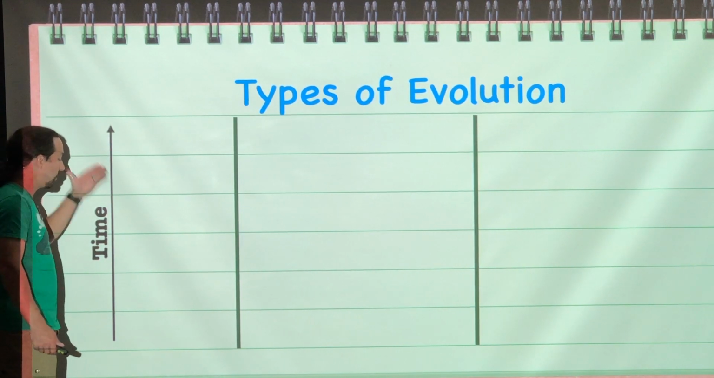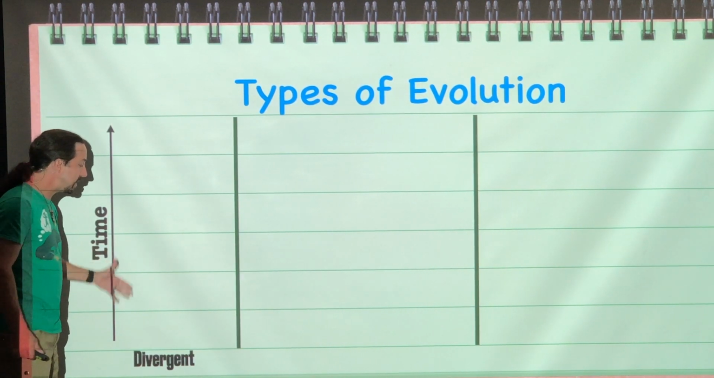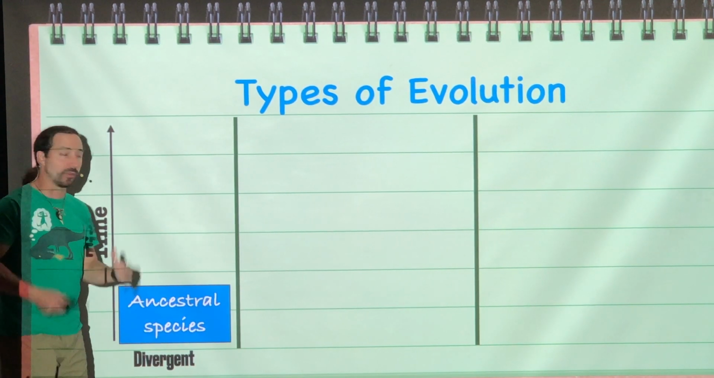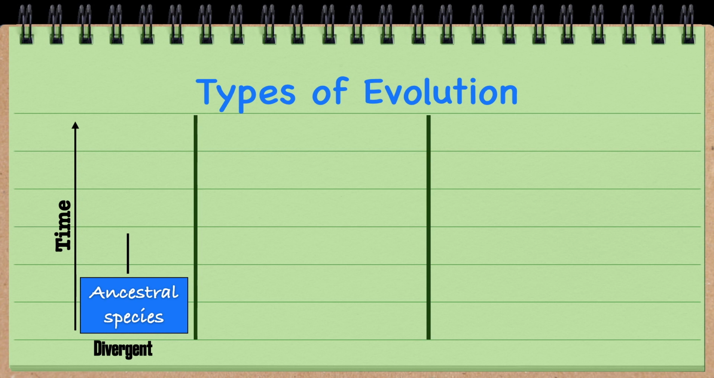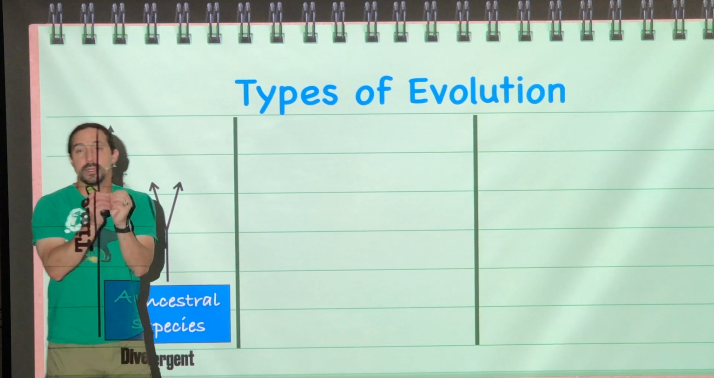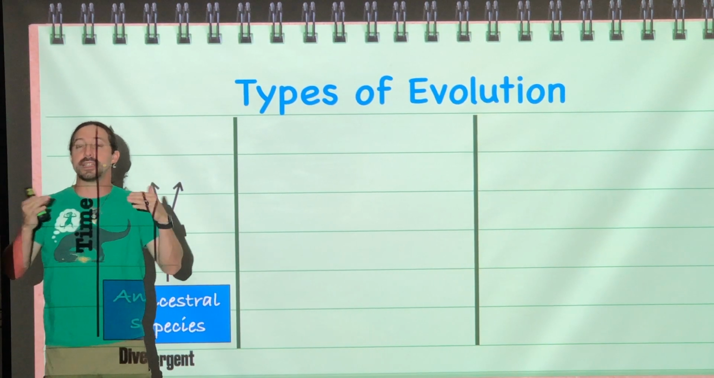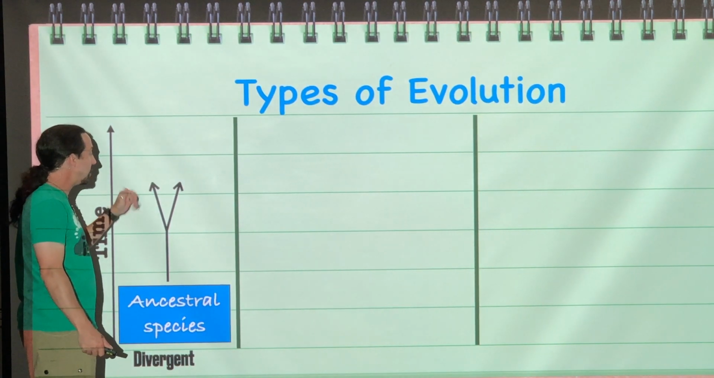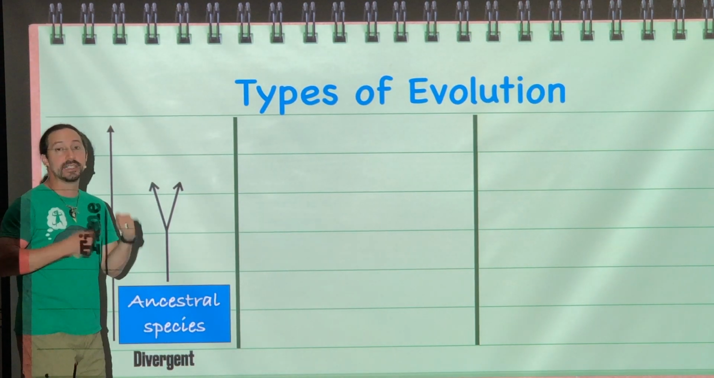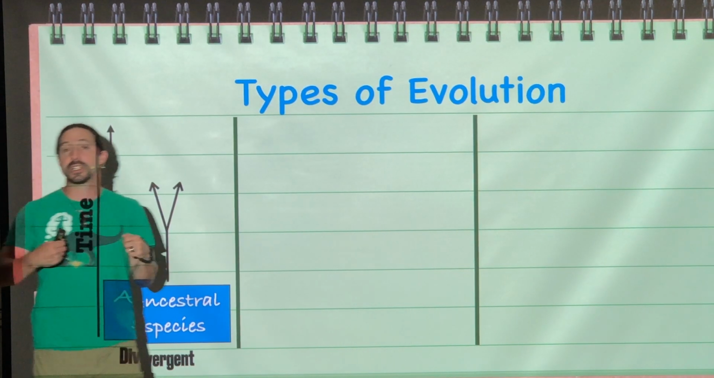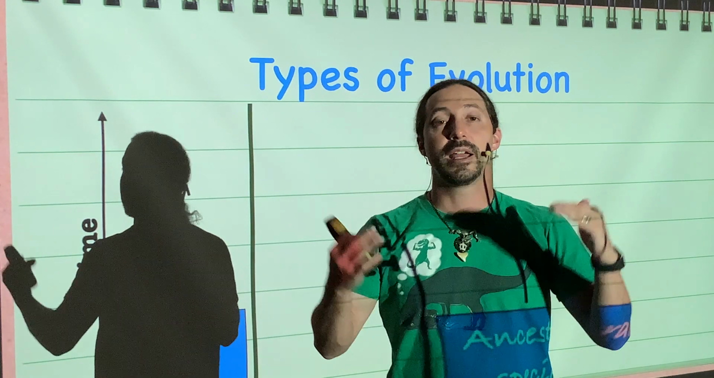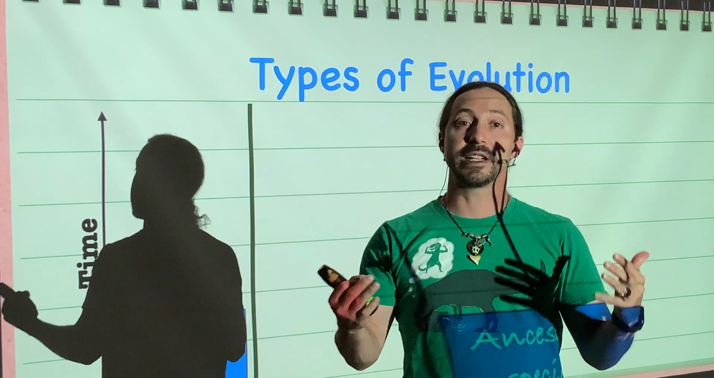Over time, if we have our ancestral species, we can have what's called divergent evolution. Divergent evolution means that our ancestral species population diverges. Over time, the species branches out, getting more different, so that now we can have a group occupying one niche and another group occupying a different niche. This reduces competition between these different populations, which is going to increase their chances of survival.